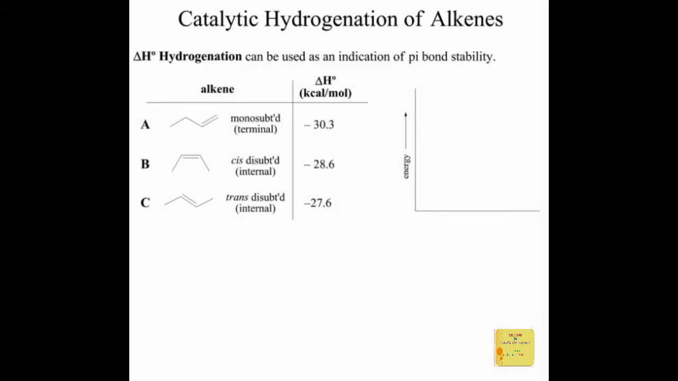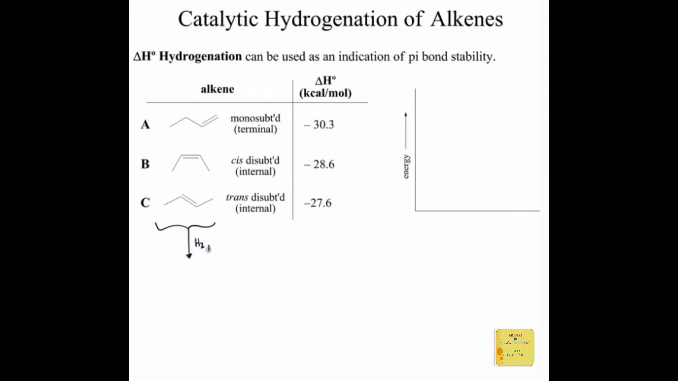Now the heat of hydrogenation of this reaction is going to be useful to us, and it can tell us something about the stability of the alkene starting material that we had. So for example, if we take a look at this series of alkenes, 1-butene, cis-2-butene, and trans-2-butene.